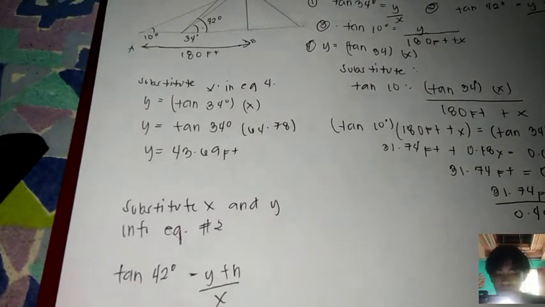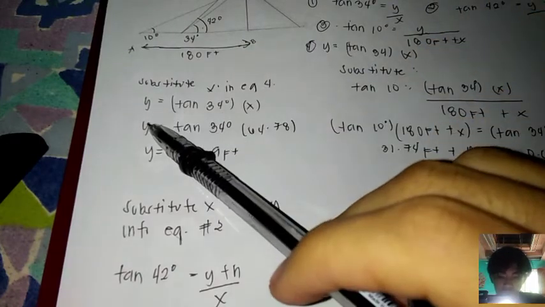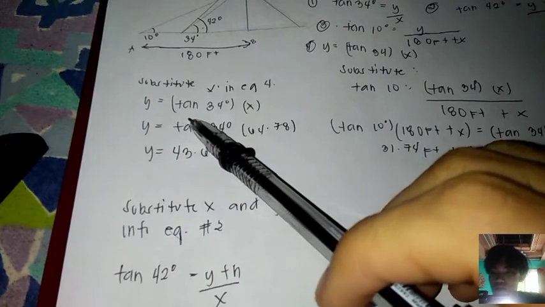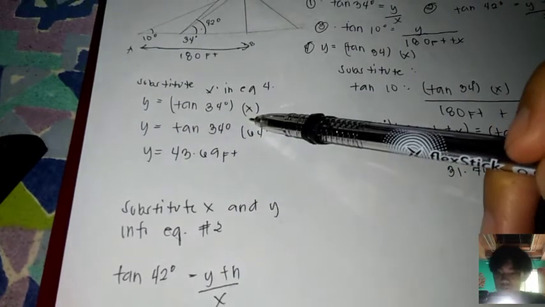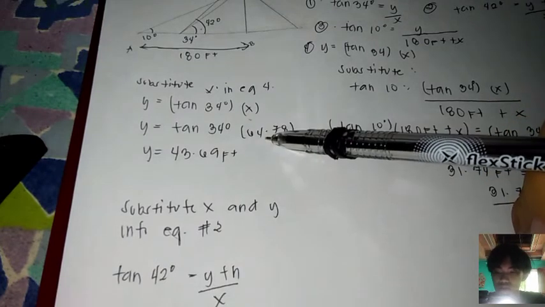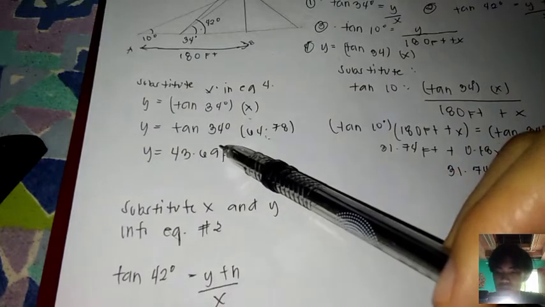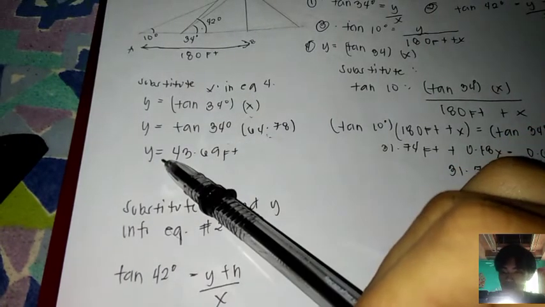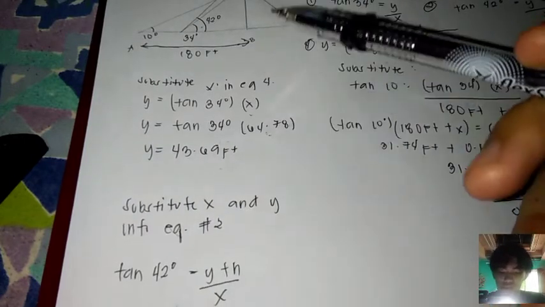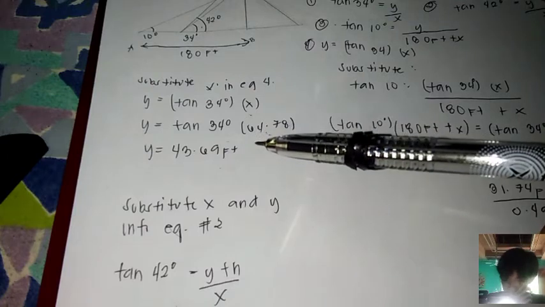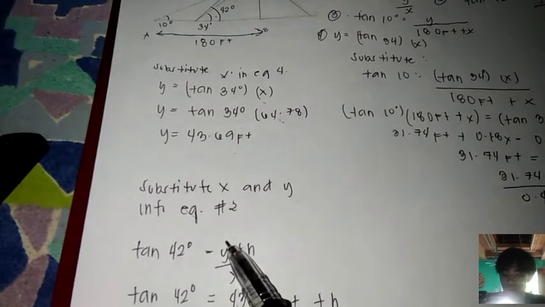After that, after we get this x, we need to substitute the x. So we have y equals tan 34 degrees times x. So let's substitute the x into 64.78 and multiply it by tan 34 degrees. So our y is 43.69 feet.